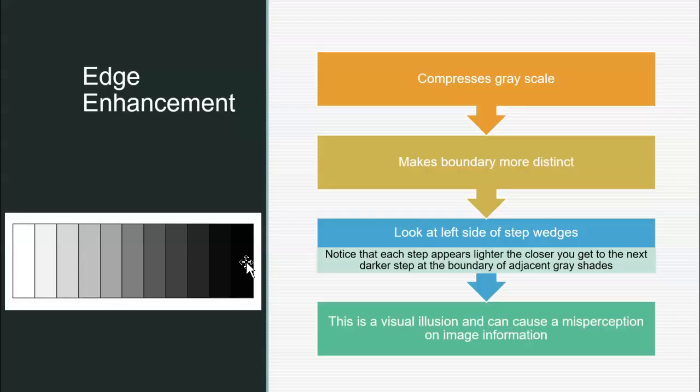Let's look at edge enhancement. It compresses the grayscale, okay, and makes the boundary more distinct. Look at the left side of the step wedge versus going to the right. As you can see, the shades are getting darker, darker, darker, okay? And this visual illusion can cause misrepresentation or misperception on an image, okay?